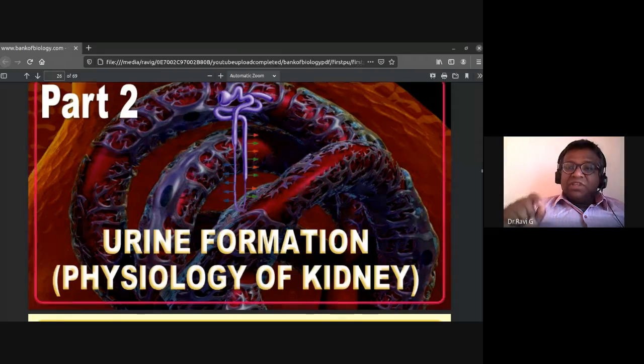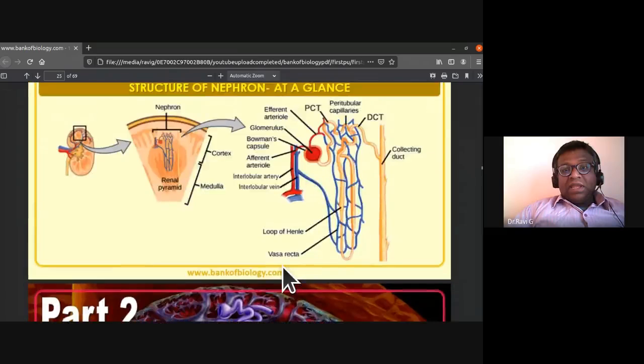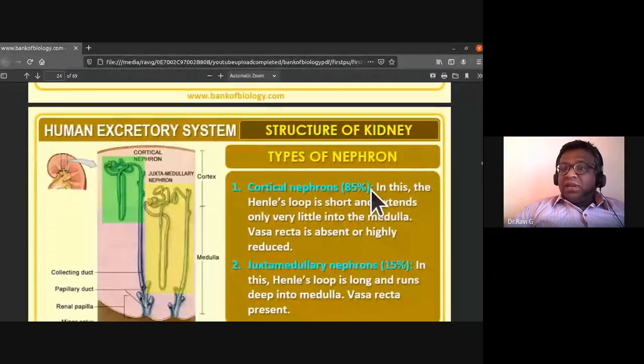See, the structural and functional unit of the kidneys is the nephron. And I had also discussed two types of nephrons, the juxtamedullary nephrons and cortical nephrons. Most of them are cortical nephrons, about 85% of them, in the cortex zone. They have a small Henle's loop, whereas the juxtamedullary nephrons, which are 15%, have a very long Henle's loop that runs deep into the medulla. The vasa recta, that is the capillary blood vessels, are present.